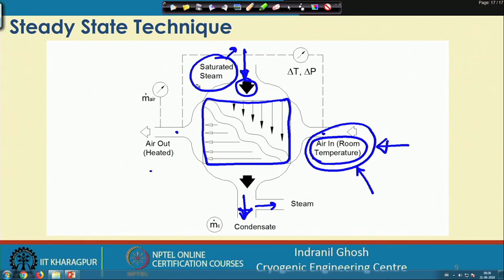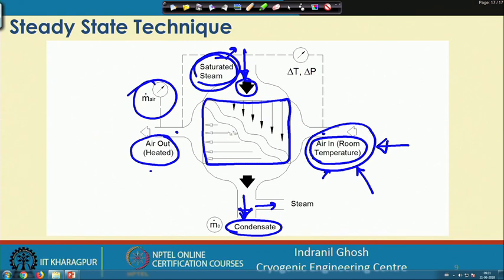And usually the saturated steam or the condensing fluid has a much higher heat transfer coefficient compared to the air side or the gas side. So, this is how we do it in the steady state technique: we allow the air to reach a steady state condition, and the steam will be continuously flowing through this heat exchanger. We will measure the condensate, the flow rate of air, and the delta T across the heat exchanger, and then we will be able to predict the heat transfer coefficient.